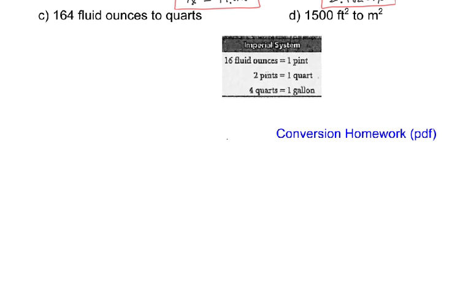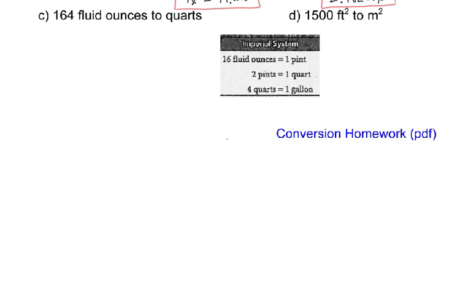Looking at this problem, it's clear that we have fluid ounces to pints, but then we also have pints to quarts, so we don't have a direct conversion. In order to do that, we're just going to start by taking a look at our original starting value, our fluid ounces. We'll start with that, and then we'll see what we can do with it.